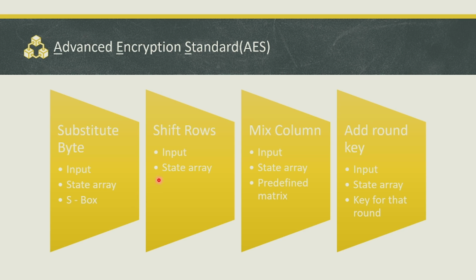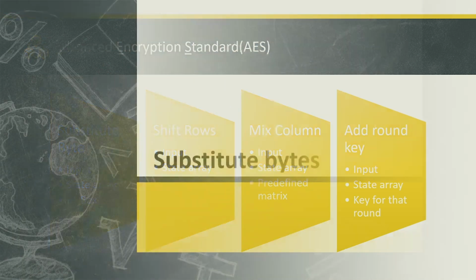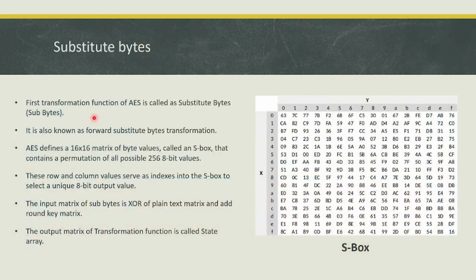So now we will see the 4 steps of the AES. The first transformation function of AES is called substitute bytes. Before that we have to know what the S box is. AES defines a 16 cross 16 matrix of byte values called an S box that contains a permutation of all possible 256 8-bit values.